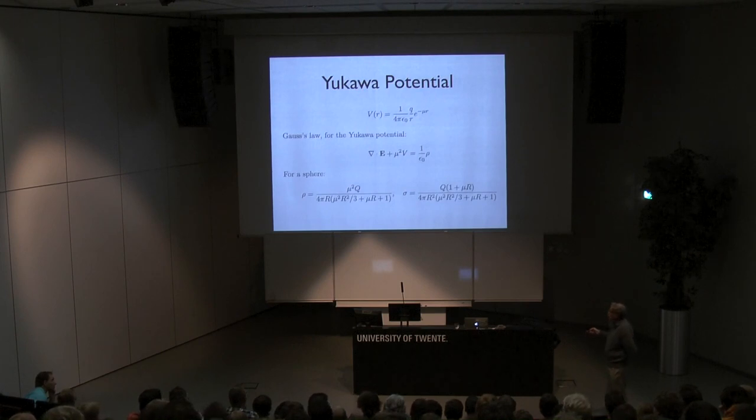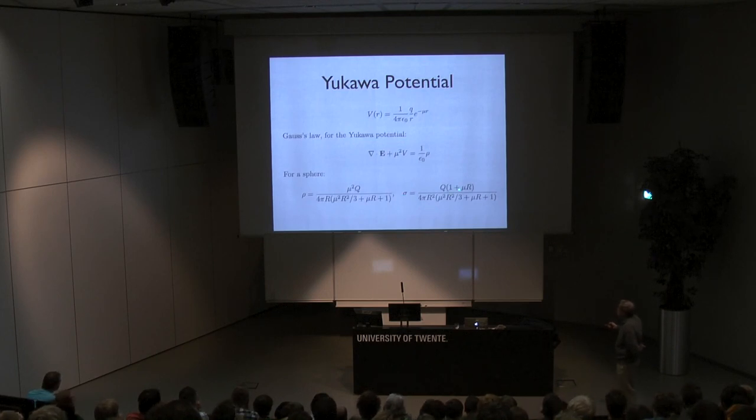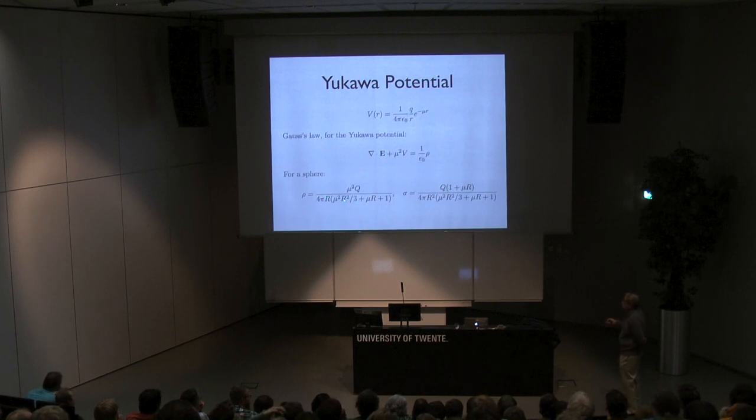Should we check those? If mu is zero, then this term disappears and this term disappears. I've still got the mu squared in the numerator. Rho is equal to zero, which is right. That's the Coulomb case. There would be no charge in the volume. How about the charge on the surface? Well, if mu is zero, this term dies, this term dies, this term dies, and I get q over 4 pi r squared. That's exactly right. Uniform distribution of charge over the surface. But in general, depending on what the value of mu is, not all of the charge would go to the surface if you had a Yukawa potential. And this is the formula for what you would get.